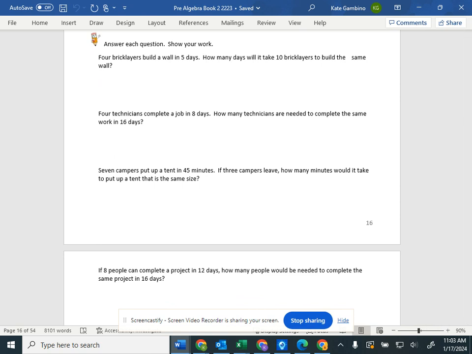Showing the work, I said we are working on the ratios. So I do not want to see this multiplied by this divided by this is my answer. On this first page, we are writing out the ratios. So 4 bricklayers. I'm just going to put a B for bricklayer. In 5 days. 4 bricklayers, it takes 5 days. How many days will it take 10 bricklayers?